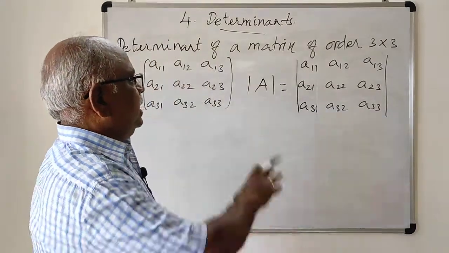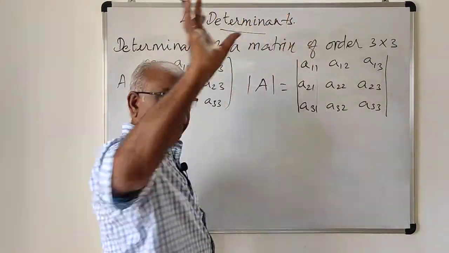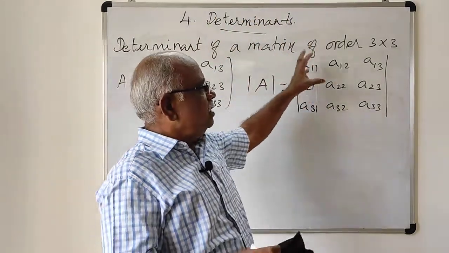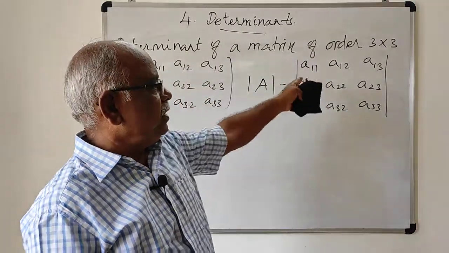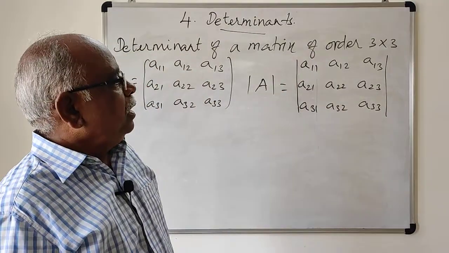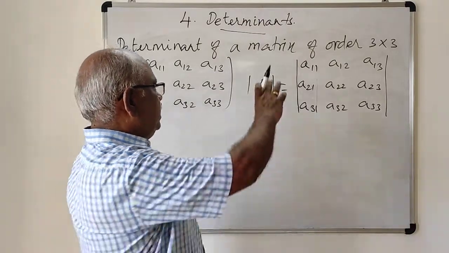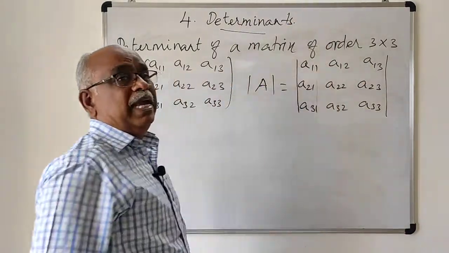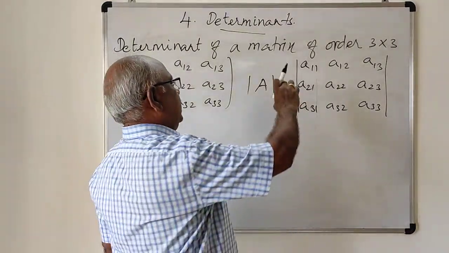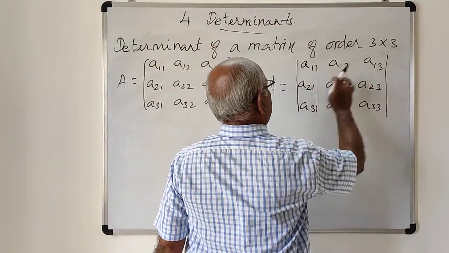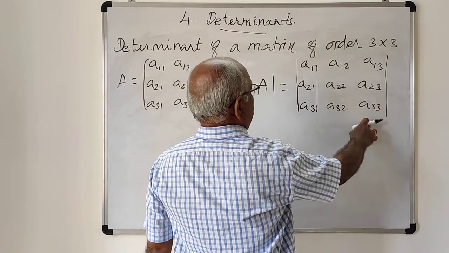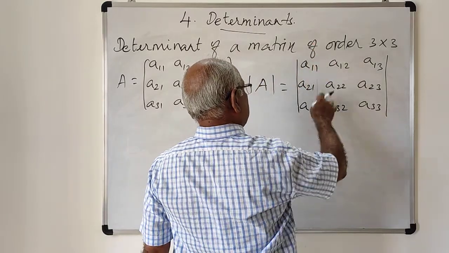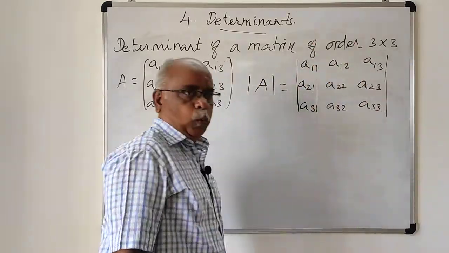See, this determinant is associated with a real number because it also has a solution. We can simplify this determinant. How? We will see. This determinant can be simplified using any row or any column. It can be simplified using the first row, second row or third row, or using the first column, second column or third column also.